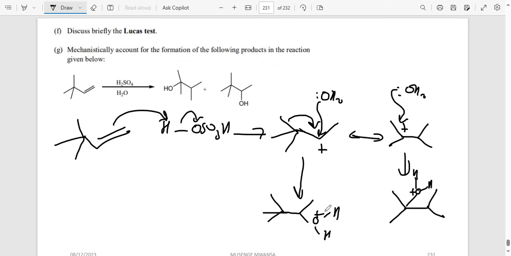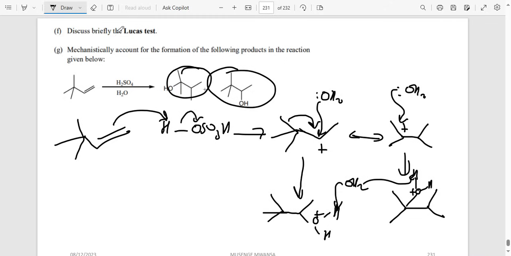In the next step, you are going to use another water molecule. You will grab this proton. You also grab this proton, ending up with your two alcohols that you have here. So that marks the end of this tutorial sheet, and that makes the end of the class.